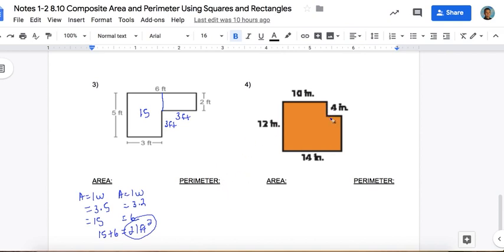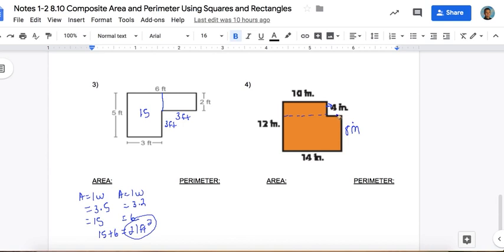Okay, and let's skip to the last one. And I'm just going to divide it here. I could divide it here or I can divide it here. It doesn't matter. I'll still come up with the same area either way. Okay, this time we have the length and the width. And we have the length here, but we are missing the width. But if we know that this side is 12 and that this part right here is 4, then we can do 12 minus 4, which is 8 inches.